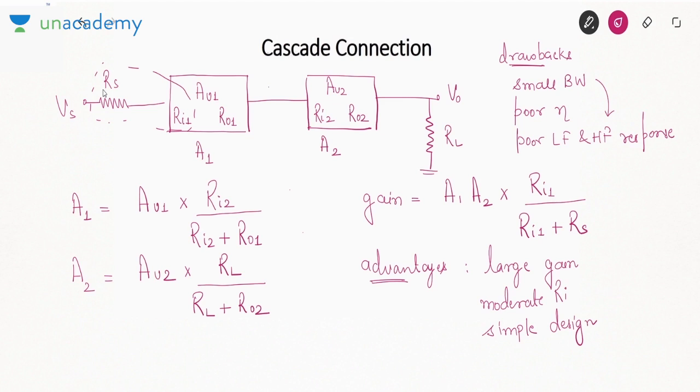Okay. And always remember, when I talk about input resistance of the overall amplifier, that is equal to input resistance of the first stage. And when we talk about output resistance, we take output resistance of the last stage. So input resistance is always defined by the first stage and output resistance is always defined by the last stage. Okay. So these things you have to remember when we talk about cascade connection.